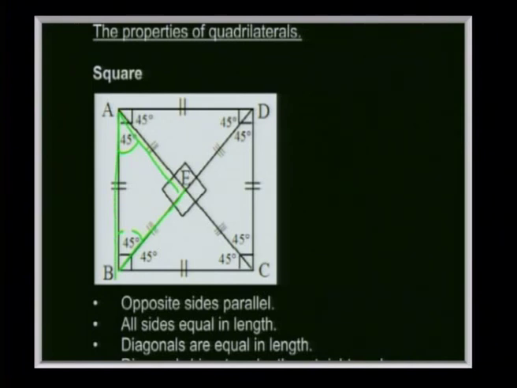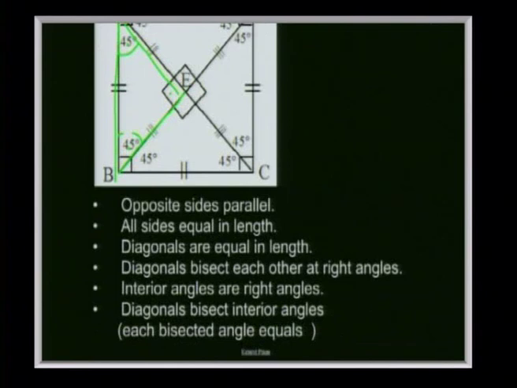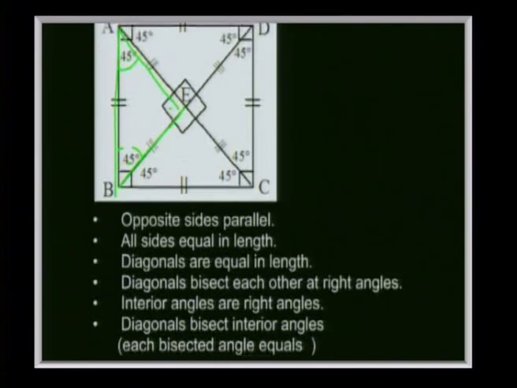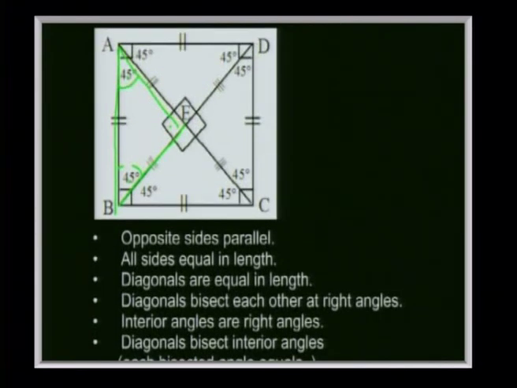Opposite sides are all equal. All these sides are equal, in fact. Diagonals bisect at 45 degrees. And there we show 45, 45, 90. Lovely. It has a long list of properties. Let's move on.